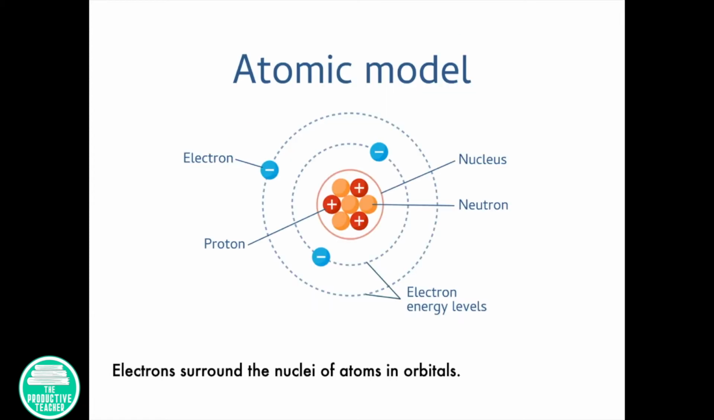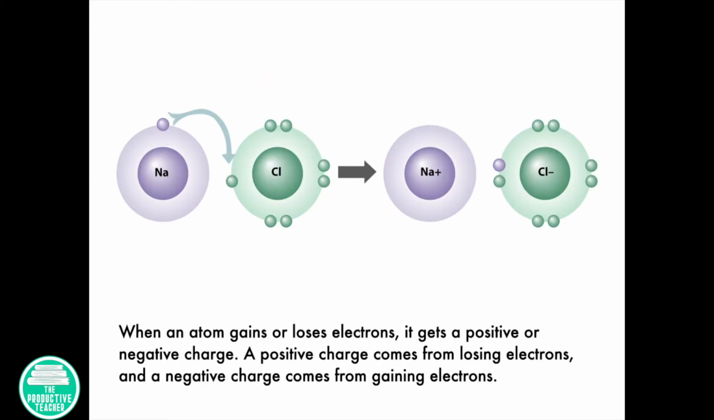Electrons surround the nuclei of atoms in orbitals. When an atom gains or loses electrons, it gets a positive or negative charge. A positive charge comes from losing electrons, and a negative charge comes from gaining electrons.